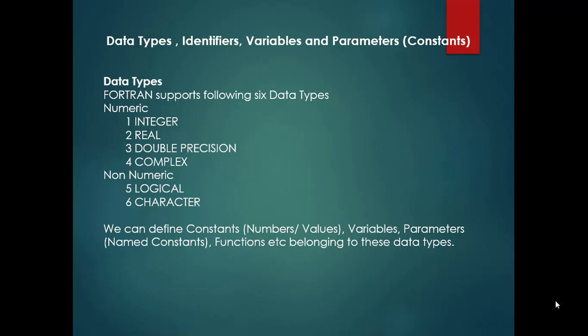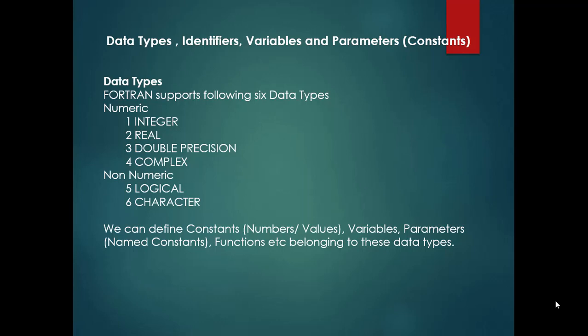So now in this lecture, we are going to see what are the different data types, identifiers, variable, and parameters. Or we can even consider that as constant. So there are different data types. Basically, Fortran has six data types, and broadly it can be categorized as numeric and non-numeric.